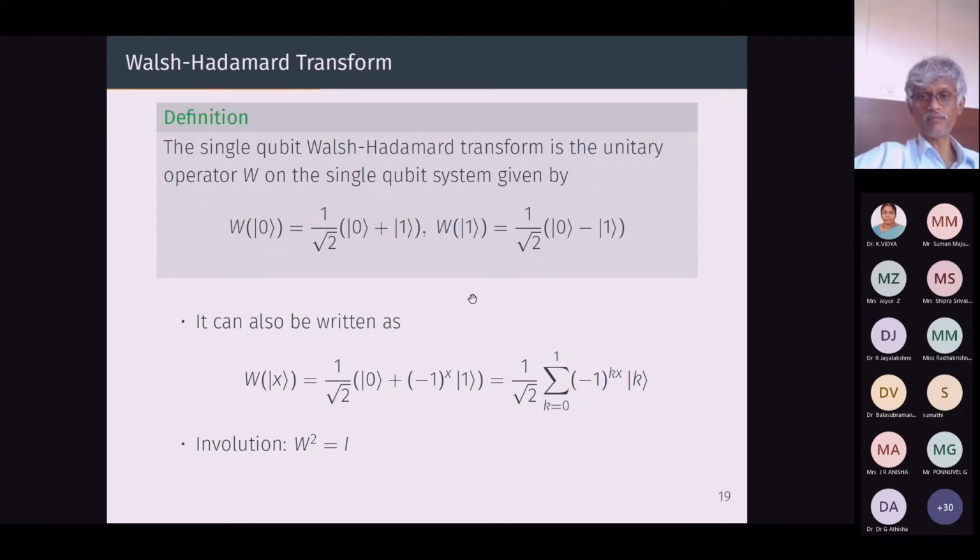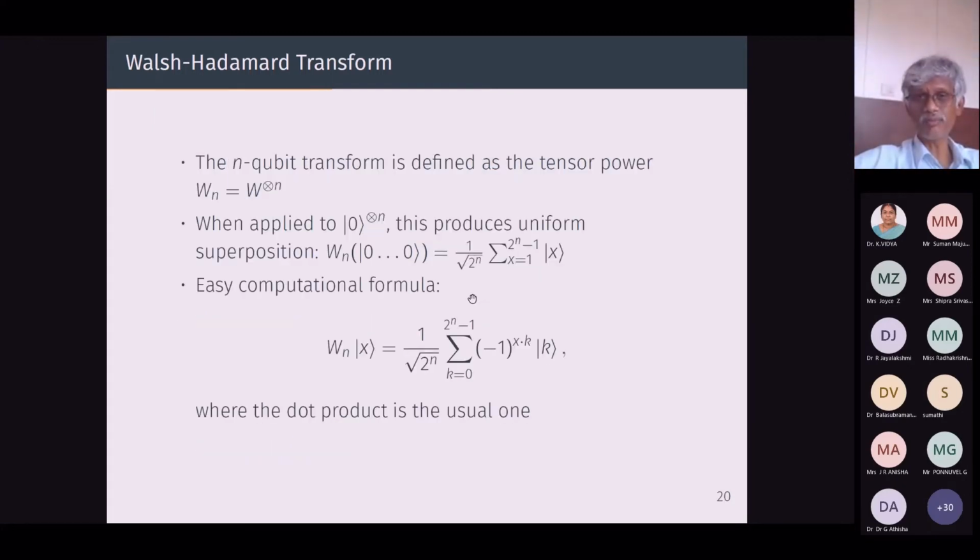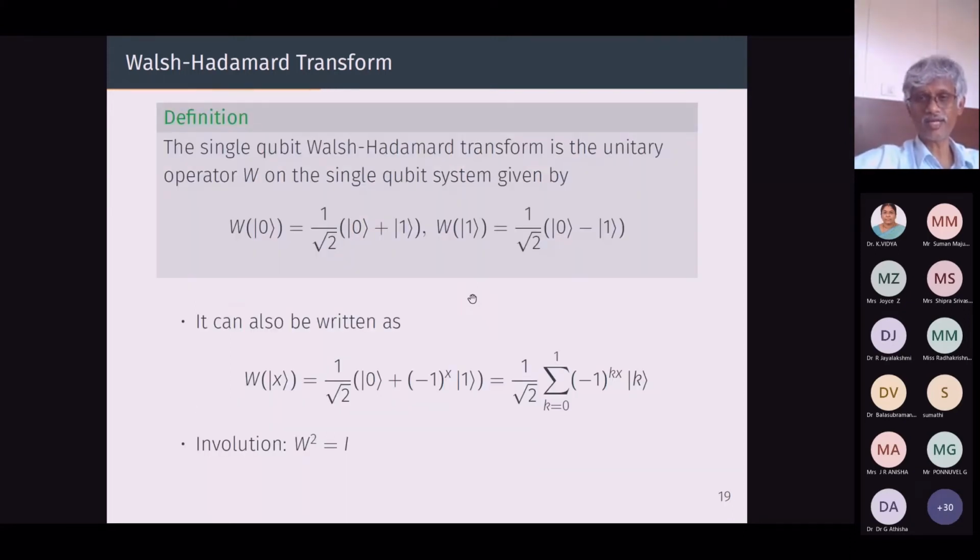The second bullet is going to appear time and again, so let us just record this. The first thing I should say is that you can extend it to an n qubit thing, but I think that should come later anyway. Sorry, let's forget about the first bullet for the time being. We have the fact that W is an involution. We'll come to the first bullet later.